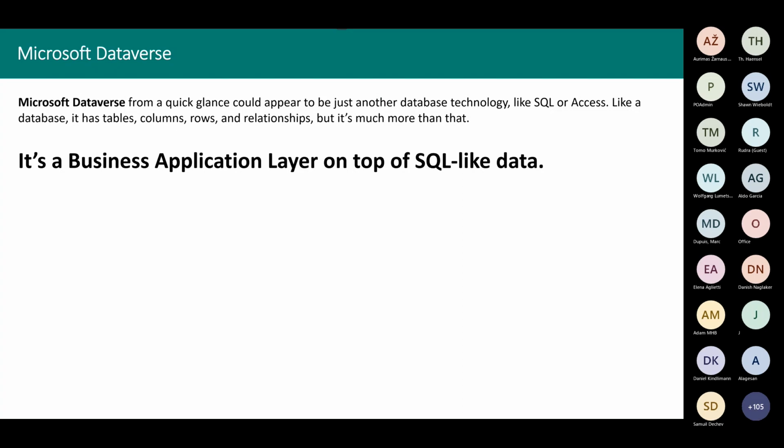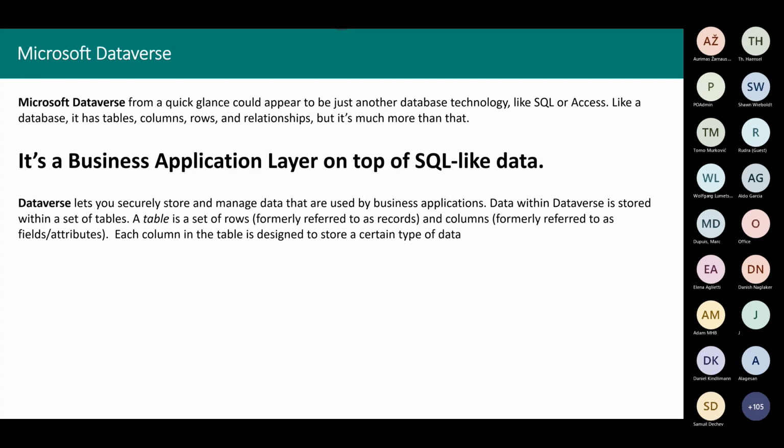Why is this? Because normally a database permits you to securely store and manage data. These data normally are used from business applications, and Dataverse relies on a data model based on tables, so it's very similar to what is in a relational database. Tables are a set of rows or records with columns, where each column is a particular data type that you can define. You can create custom tables, custom columns, and so on.